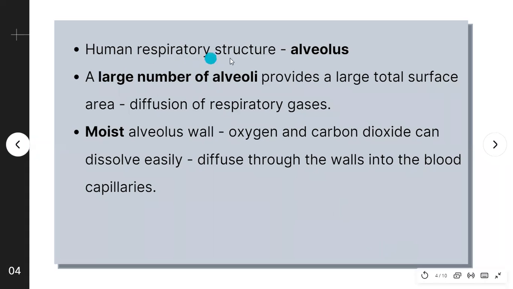Okay, so what are the human respiratory structures? The gaseous exchange takes place in the alveolus that is found in the lungs. A large number of alveoli provides a large total surface area, which ensures the diffusion of the respiratory gases in a more effective way. The second adaptation is that the alveoli walls are always moist. This ensures that oxygen and carbon dioxide can dissolve easily in the moist alveolus, and this allows the gases to diffuse through the walls into the blood capillaries at a faster rate. So there will be a more efficient gaseous exchange.